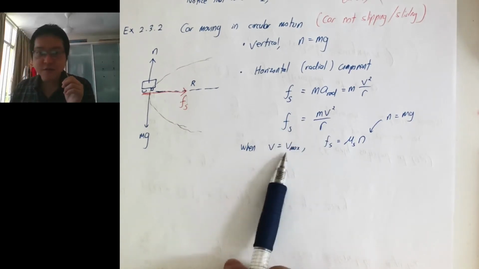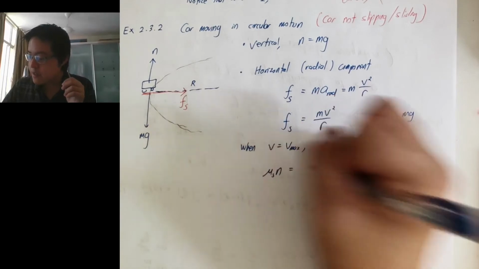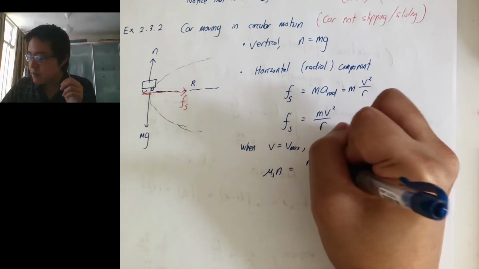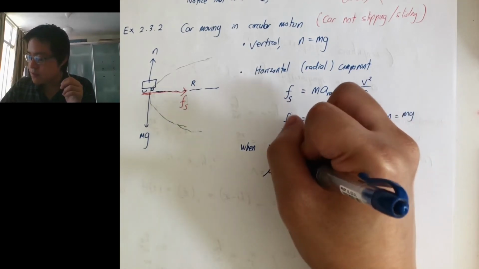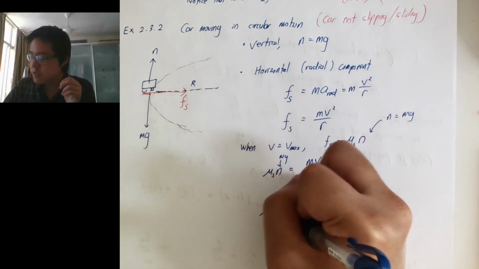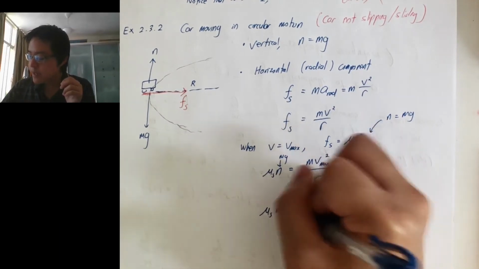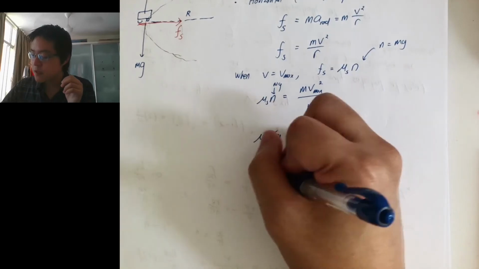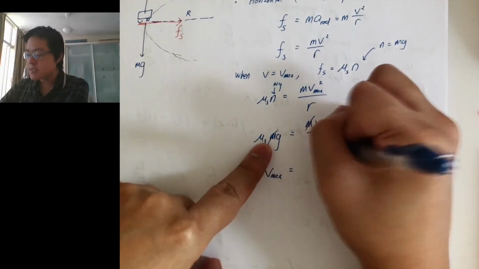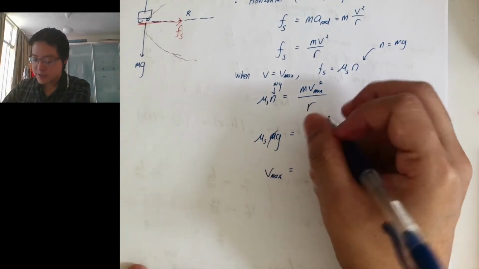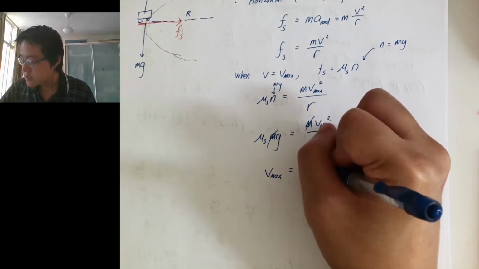So when v goes to v maximum, this becomes this. Therefore, mu_s N is m v max squared over r. Oh, I forgot to substitute mg. So I got mu_s m g is m v max squared over r. We cancel the m, and from here we get the maximum achievable speed. The R is capital R, so it's the square root of mu_s g R. Is it correct? Yes, mu_s g times the radius.